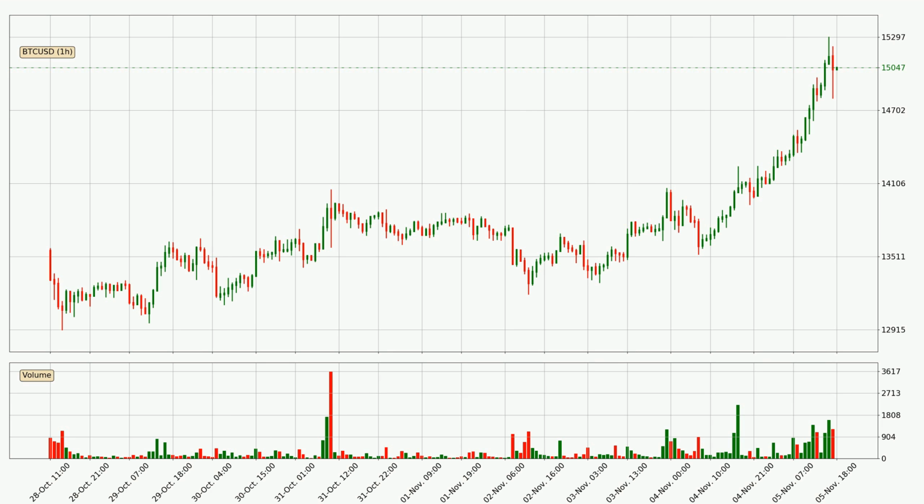By looking at the hourly time frame for Bitcoin, we can see that the price moved up quickly with around 6.9% in the last 24 hours, with a current price of 15,047. The volume was also high, showing that this move was strong and the buyers are taking over.